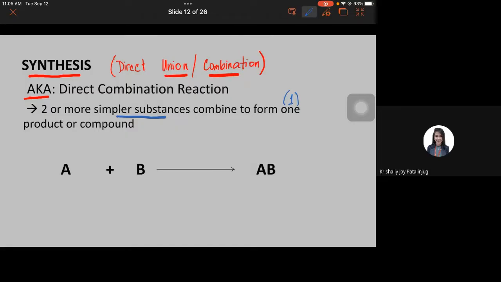So for example, the general formula A plus B on the reactant side. So the reactants are A and B, simple substances, A and B. And look at the product side, you only form one compound, or one substance. So that's the concept of this type of chemical reaction.